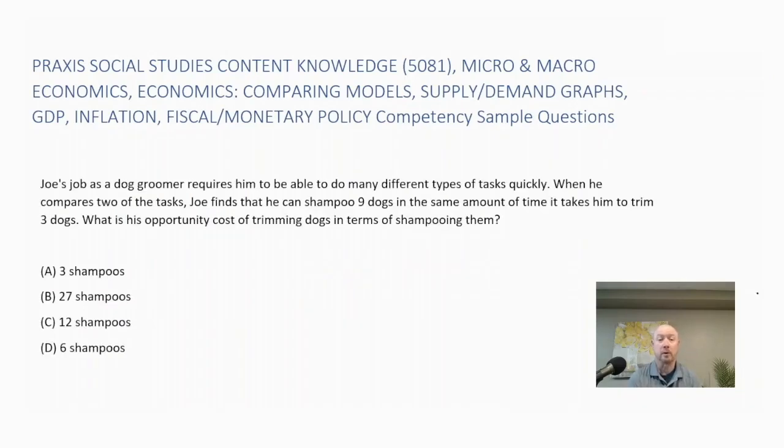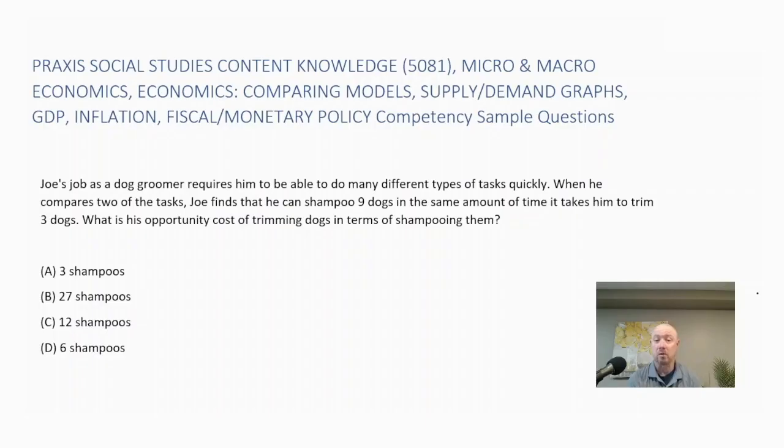Joe's job as a dog groomer requires him to be able to do many different types of tasks quickly. When he compares two of the tasks, Joe finds that he can shampoo 9 dogs in the same amount of time it takes him to trim 3 dogs. What is the opportunity cost of trimming dogs in terms of shampooing them?